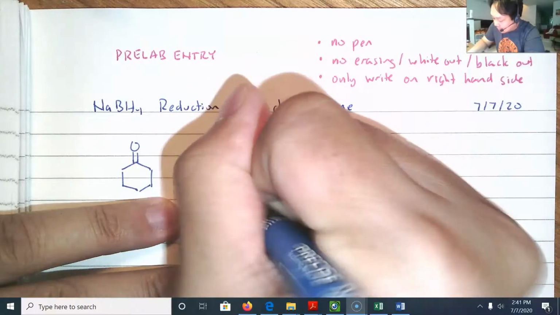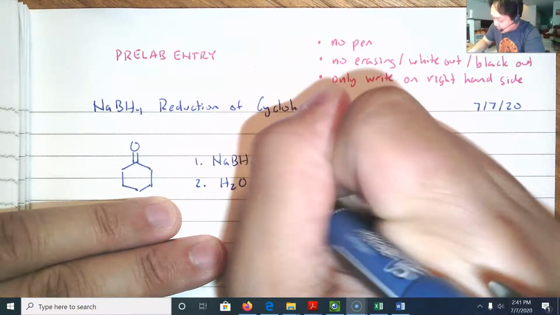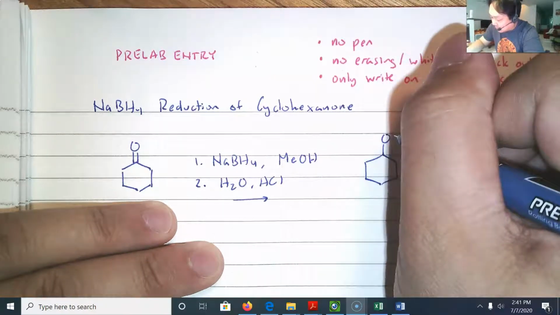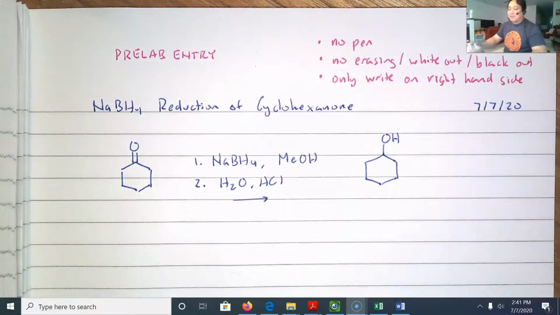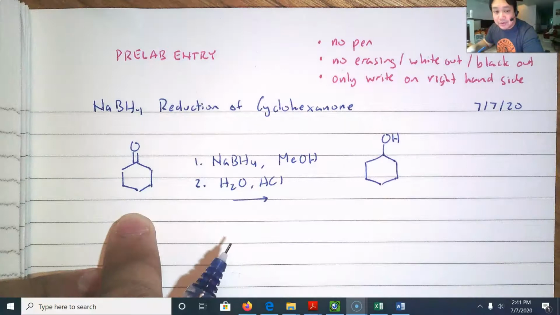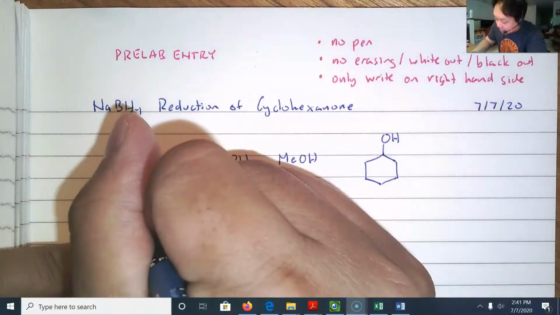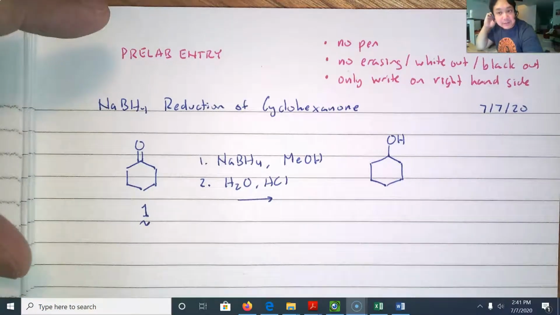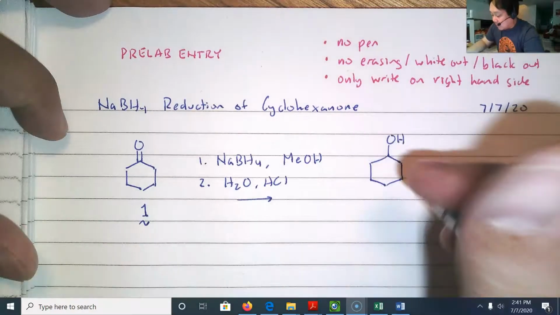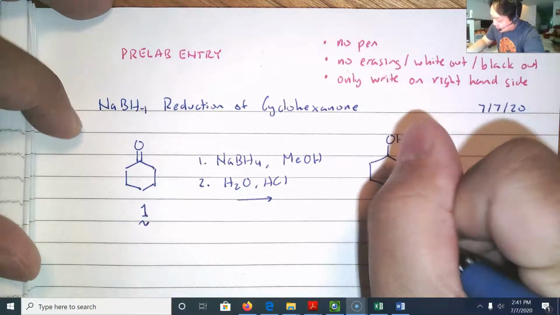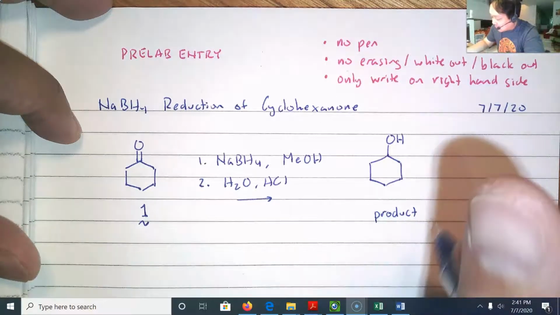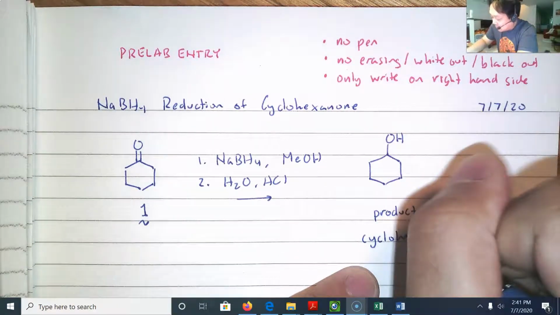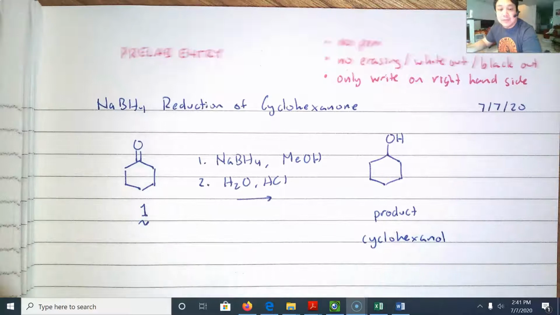MeOH, H2O, HCl. And from the handout, I do use some number notations. When we write the procedure, I don't want to keep saying cyclohexanone over and over again. I could just use 1 with a tilde underneath. Now, if we were typing this or if we were doing electronic drawings, that 1 would be in bold. I'm going to call this product. Okay. And the product is what? We'll give it the name cyclohexanol. Okay, that is our product.